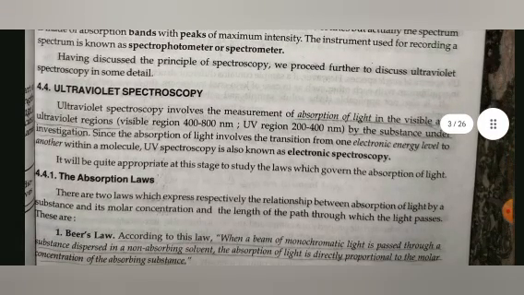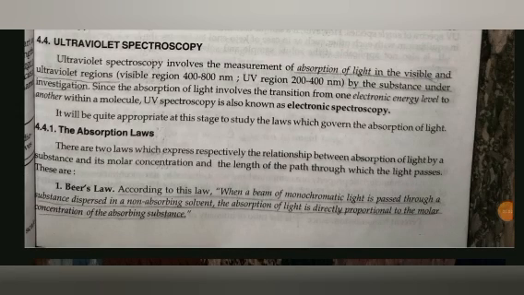Having discussed the principle of spectroscopy, we proceed further to discuss ultraviolet spectroscopy in some detail. Ultraviolet spectroscopy. UV spectroscopy involves the measurement of absorption of light in the visible and ultraviolet region, visible region 400 to 800 nanometer and UV region 200 to 400 nanometer, by the substance under investigation. Since the absorption of light involves the transition from one electronic energy level to another within a molecule, UV spectroscopy is also known as electronic spectroscopy.